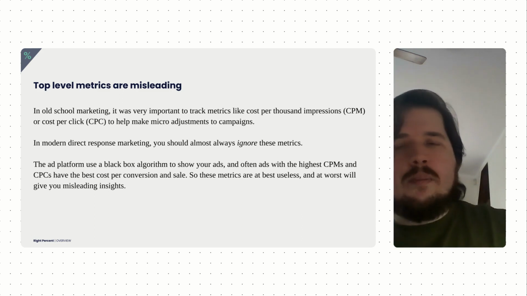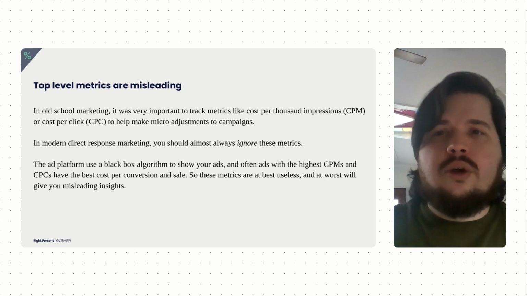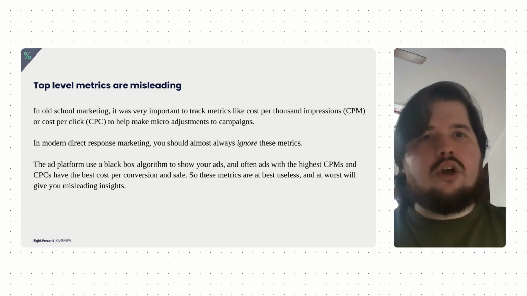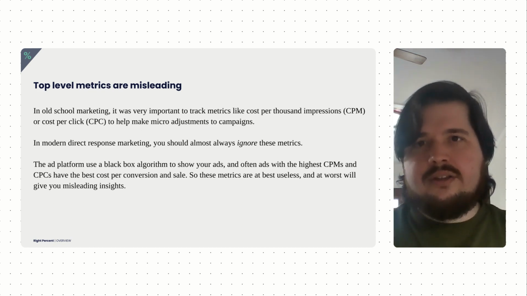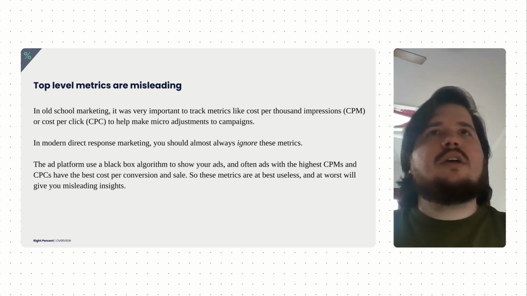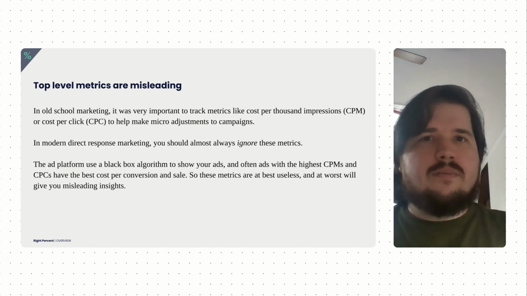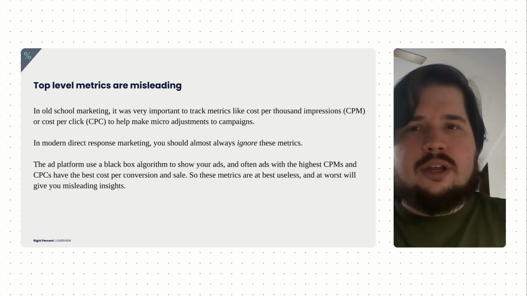The first thing is that top level metrics are not important, and they're not important because they're misleading. In old school marketing, it was very important to track metrics like cost per thousand impressions or cost per click to make micro adjustments to campaigns. That's because the platform targeting algorithms were not very good. You have to do a lot of manual adjustment as a media buyer. In modern direct response marketing, you should almost always ignore these metrics.